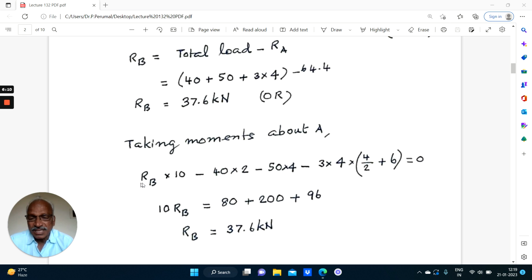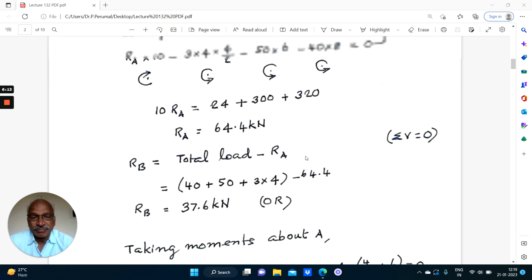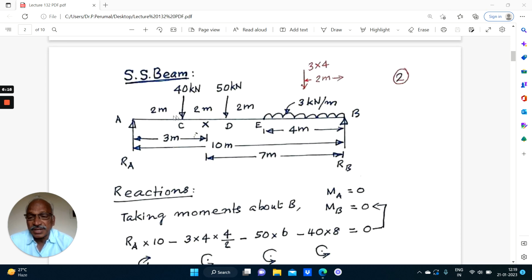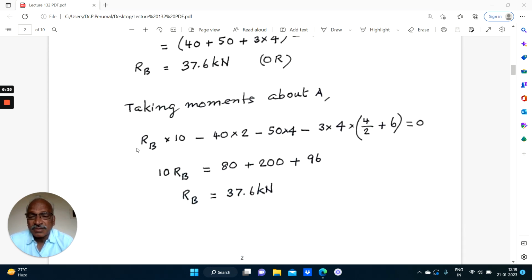Now what I am doing is taking moments about A, the support A. So RB into 10 meters minus 40 into 2 meters minus 50 into 4 meters minus 3 into 4 into 8 meters up to the point A. The total load 3 into 4 will be acting from A at a distance of 6 plus 4 by 2, equal to 8 meters. So that gives RB equal to 37.6 kilonewtons.